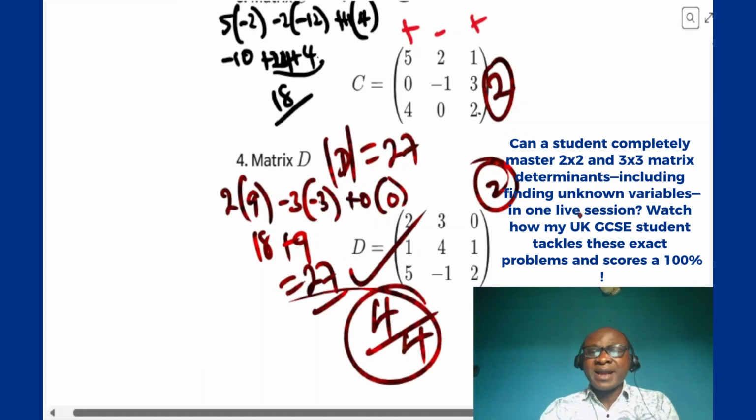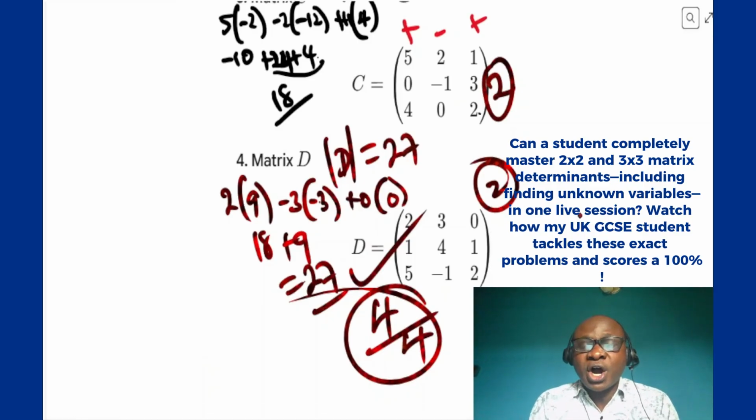All right. We now go to the part where an unknown is given to us in a 3 by 3 matrix. That is, when a 3 by 3 matrix is given to you and one of the cells, one of the numbers inside the matrix, is an unknown letter. Do you understand? Yes, sir. And the determinant itself is given to us. How are we going to do it?